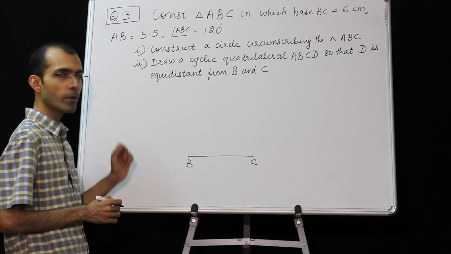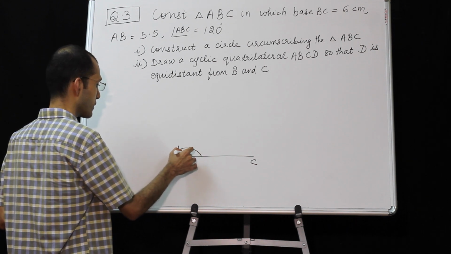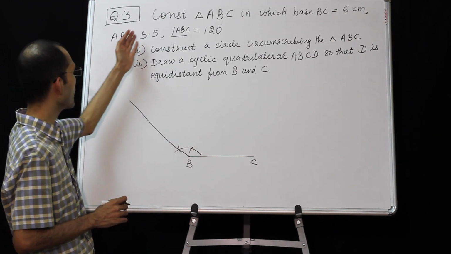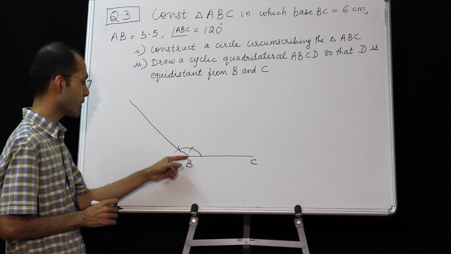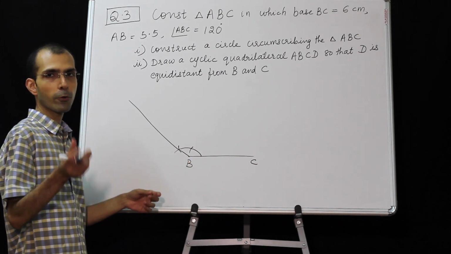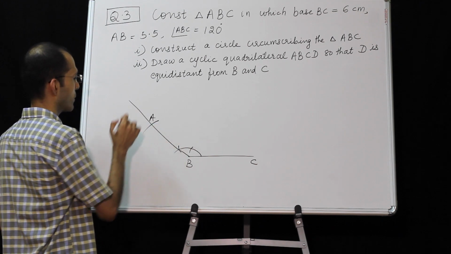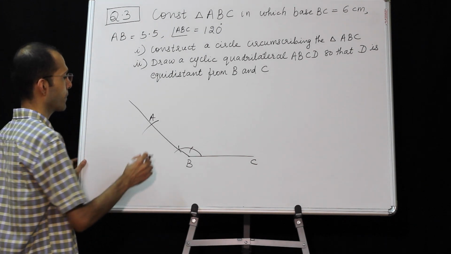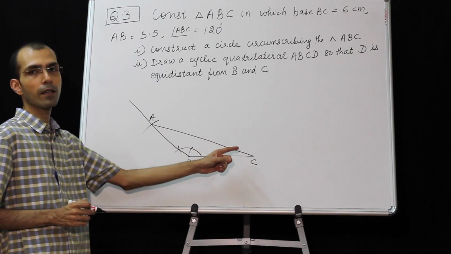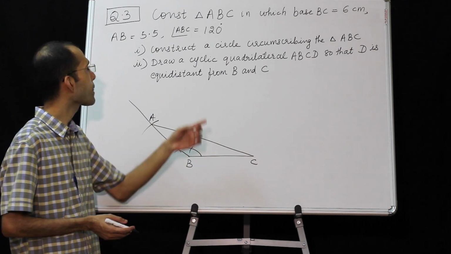Angle ABC is 120 degrees. So you are well versed with drawing 120 degrees now. So we have drawn, okay, 120 degrees. AB is 5.5. So now we cannot take directly 5.5. So with B as the center and 5.5 as the radius, we will cut an arc. So that will give us our point A. This will give triangle ABC. This will give you 1 mark.